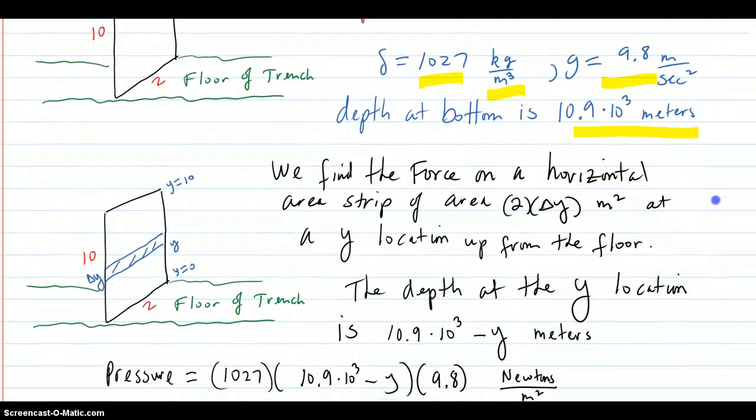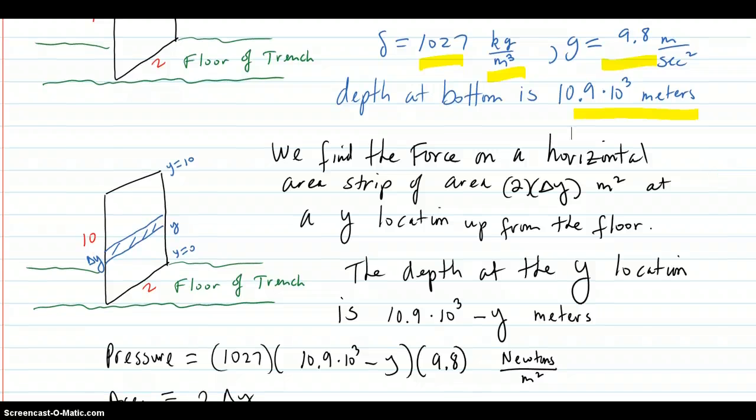So our strategy is we're going to go down to this depth here and figure that on a delta y strip of area across there, that depth is essentially constant. So we're going to find the force on that area strip, which is 2 wide by delta y high, and then we're going to add all those forces up.